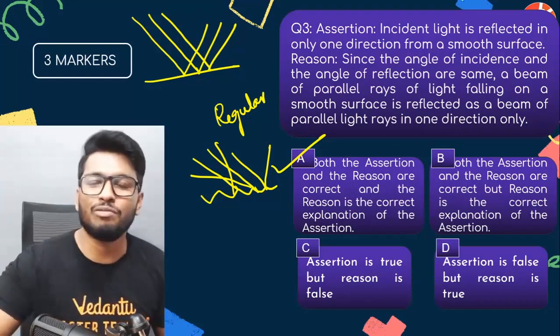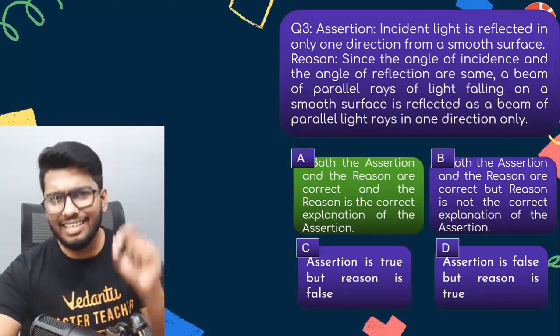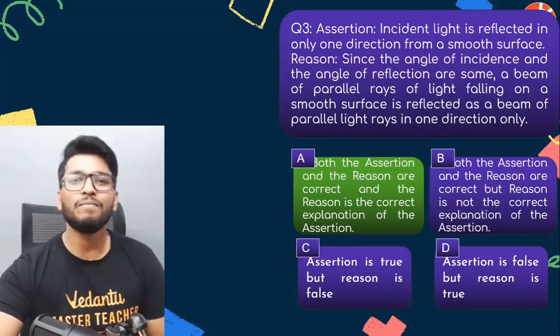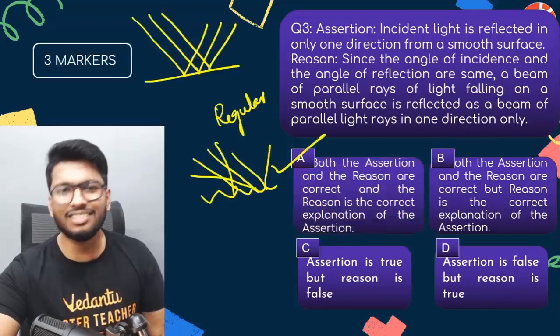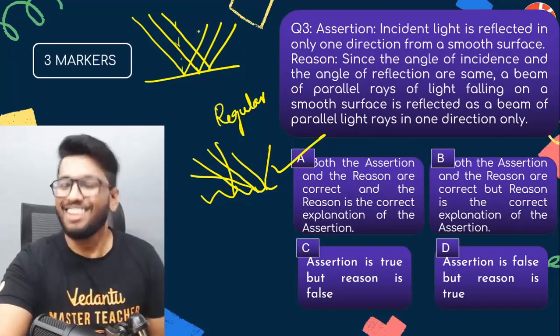So the answer to this question would be option number A. Both assertion and reason are absolutely true, and reason is the correct explanation for assertion, because angle of incidence is always equal to angle of reflection. That is why here you see that they're all parallel to each other. All right, that's it. Moving on, guys.